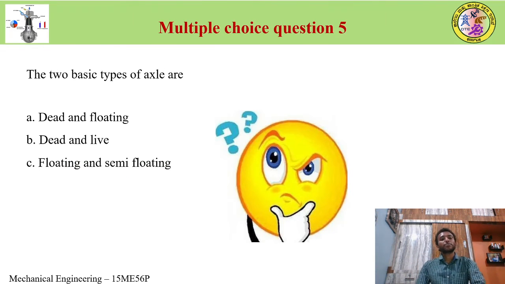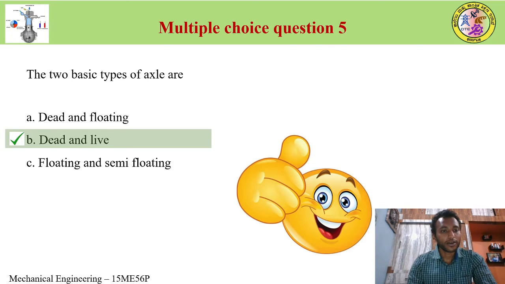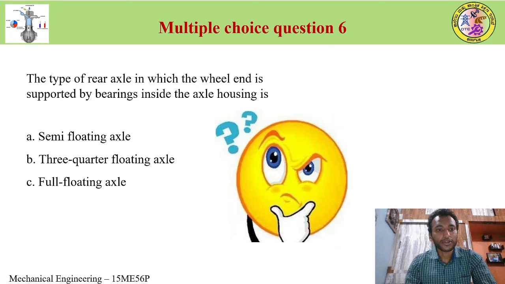The two basic types of axles are these two simple types which we have explained, that is a dead and a live axle. The type of rear axle in which the wheel end is supported by a bearing inside the axle housing.